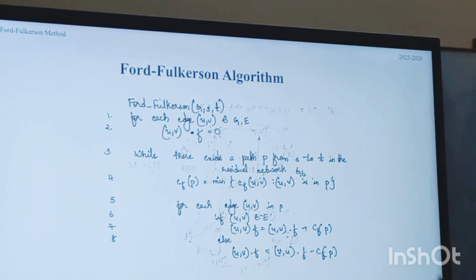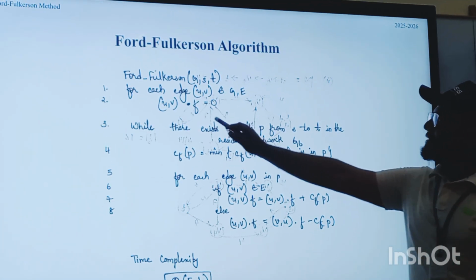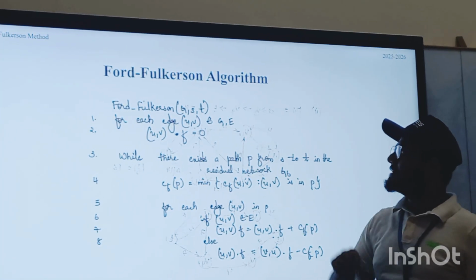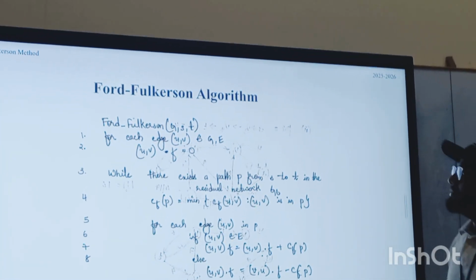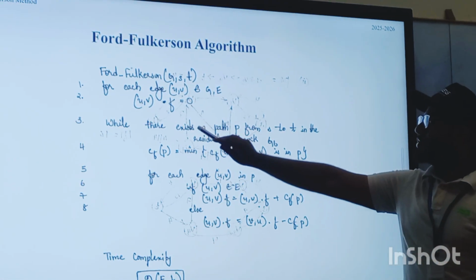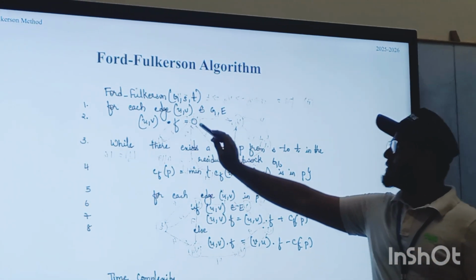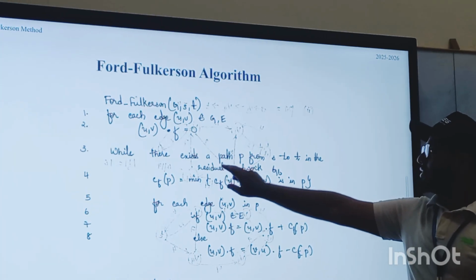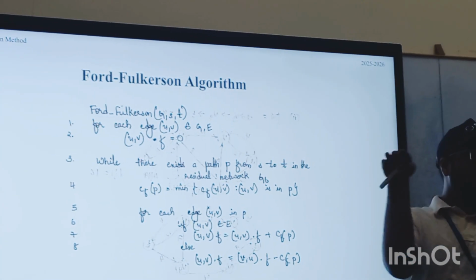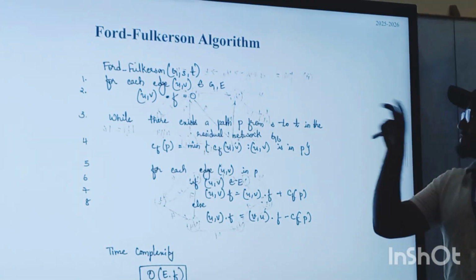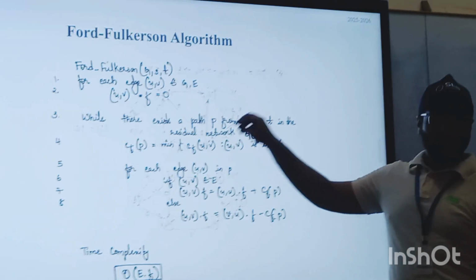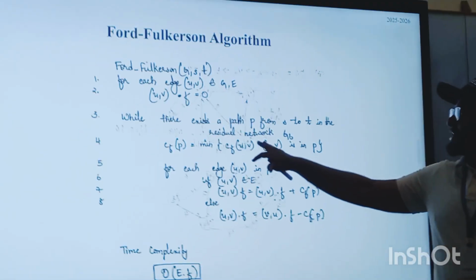So this is the algorithm in detail. Ford-Fulkerson(G, S, T): G is the graph, S is the source, T is the sink. For each edge (u, v) belonging to G.E, where G is the graph and E is the edge set, set f(u, v) equal to 0. While there exists a path P from S to T. You have to have a path for increasing the flow. From source to sink, you have to have a path.